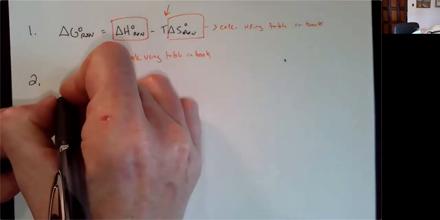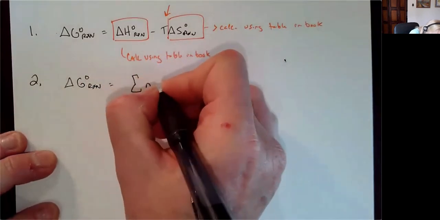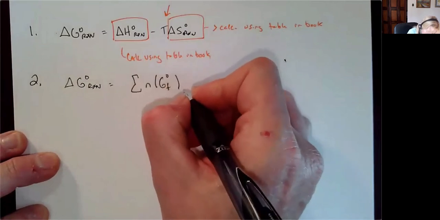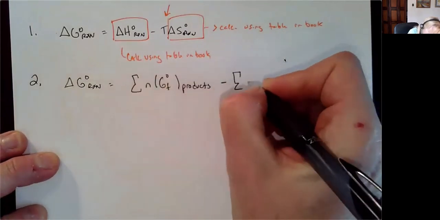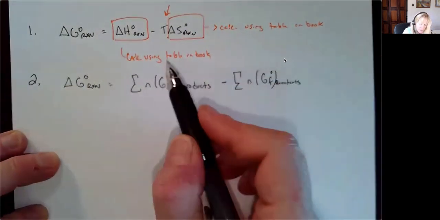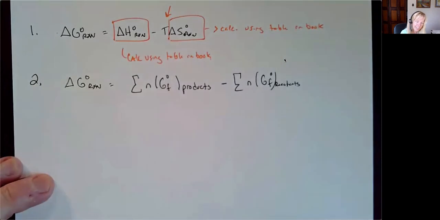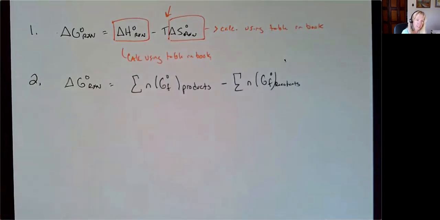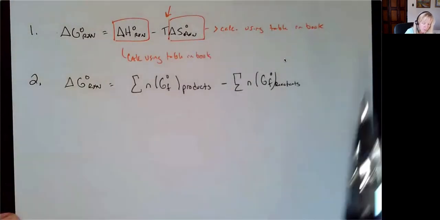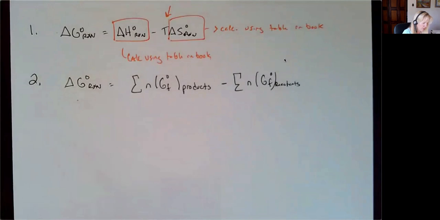I can also calculate delta G using the tables in the book. I'm going to sum up the Gibbs free energy values of formation for my products minus the sum, and in here is the stoichiometry for my reactants. So just like I did with delta H and delta S, I can do the same thing with delta G, because in that table, I had standard state values for formation for each of these. So I could do it that way.